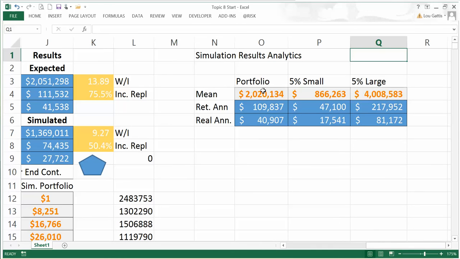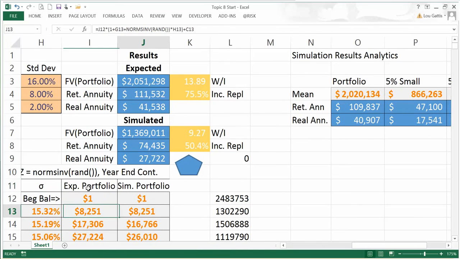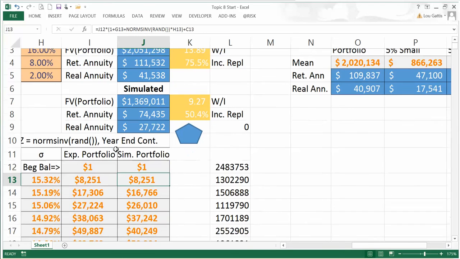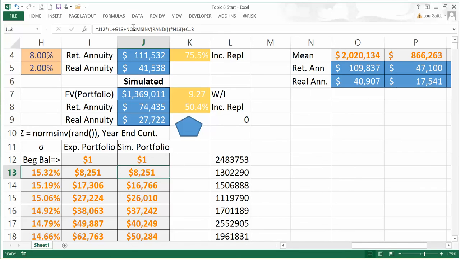So this is the process of Monte Carlo simulation. Create a model where you choose some outputs or calculations you're looking to analyze. That would be, say, mean, retirement annuity, and real annuity. We then select a variable that we can make a stochastic variable. That variable is asset return. We'll assume that asset returns are normally distributed. We'll then simulate many different asset return random variables using NORM.S.INV(RAND()).